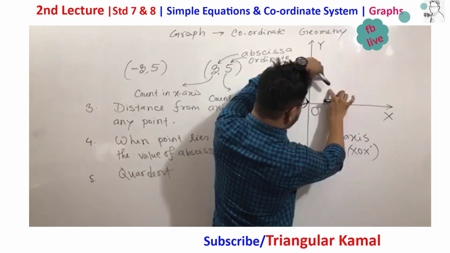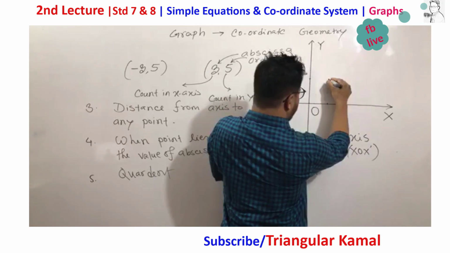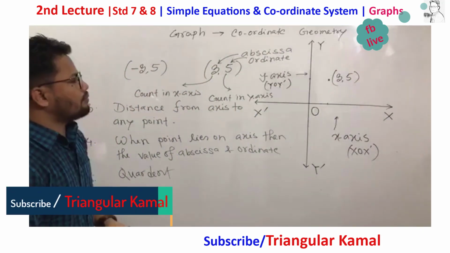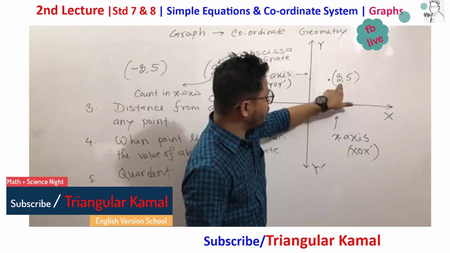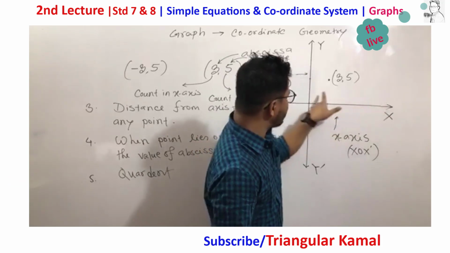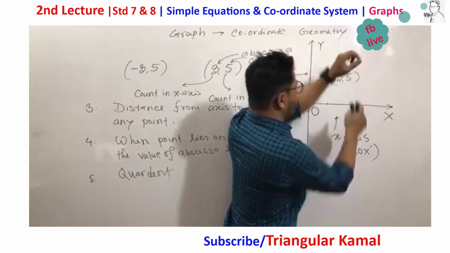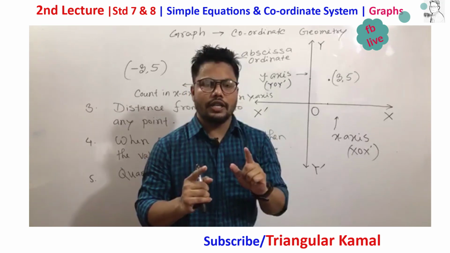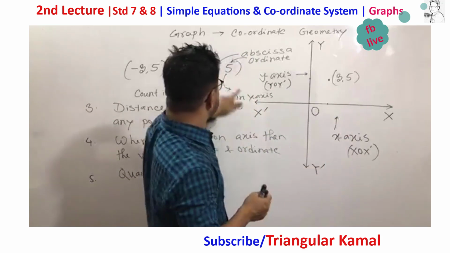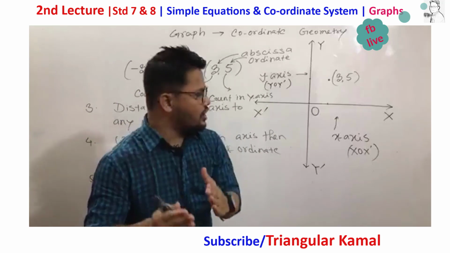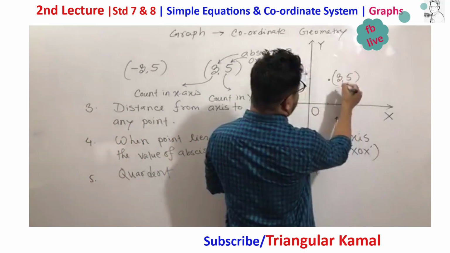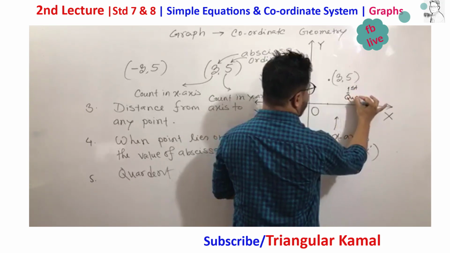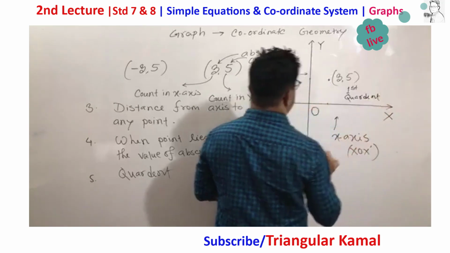If we produce these two points and they intersect here, this is called the 3, 5 point. Both are positive, so this is the positive side of x and this is the positive side of y. The point will be placed here. Now dear students, this is the first quadrant. Sometimes a question may ask which quadrant this point will lie in. Since 3, 5 are both positive, this is the first quadrant, and quadrants are always counted anti-clockwise.